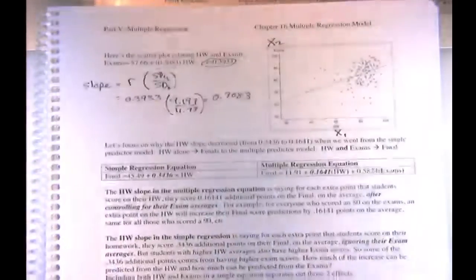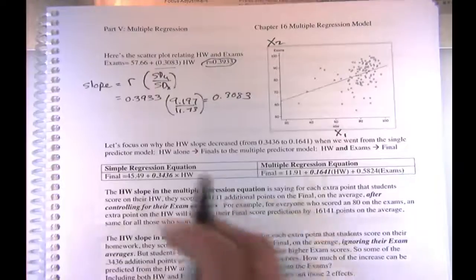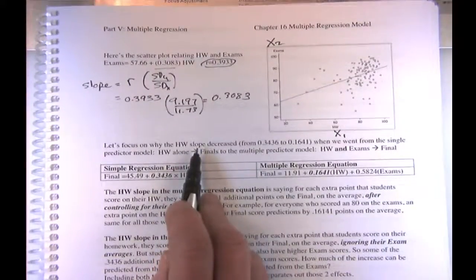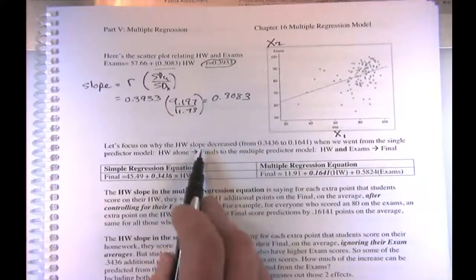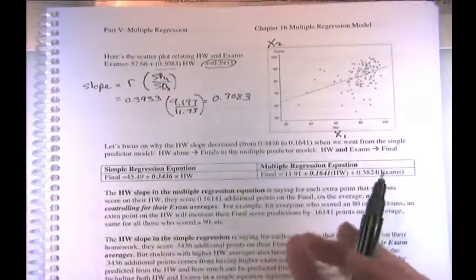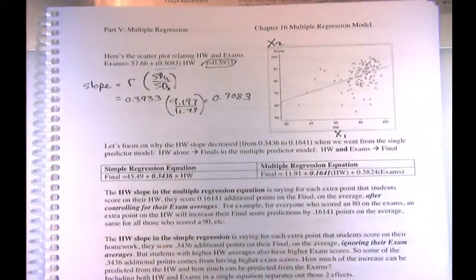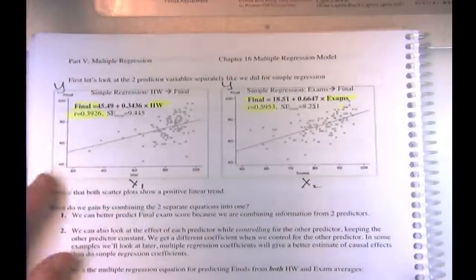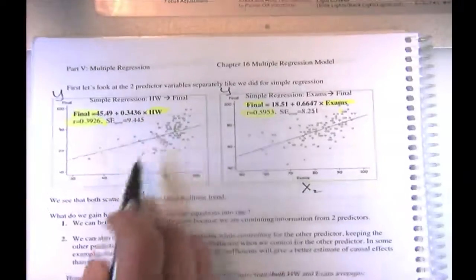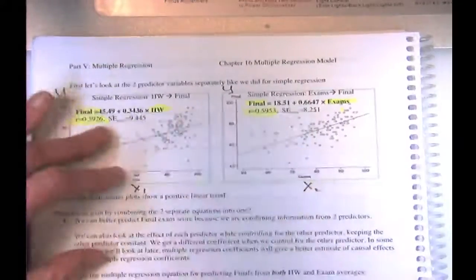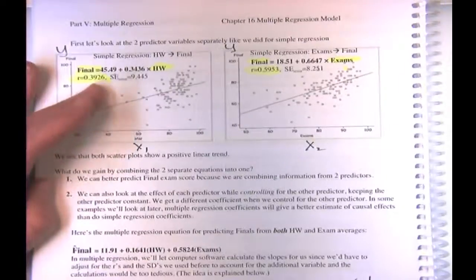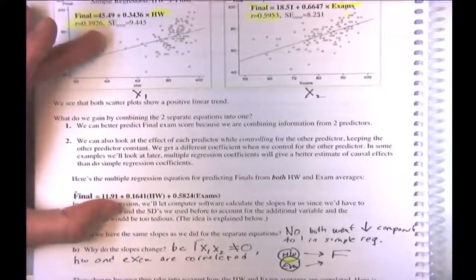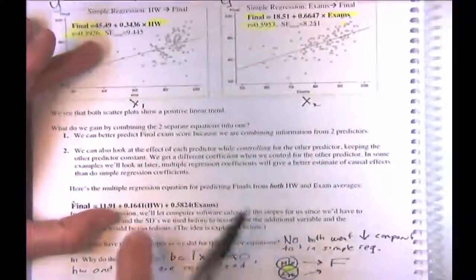All right. Now, first, I want to explain why, when you have a correlation between your x variables, exactly how the slopes change. So let's focus on the homework slope, okay? We had a homework slope on the previous page, right here, of 0.3436 that changed when we went to the multiple regression. It went down quite a bit. And what I'm saying is it went down because of the correlation.